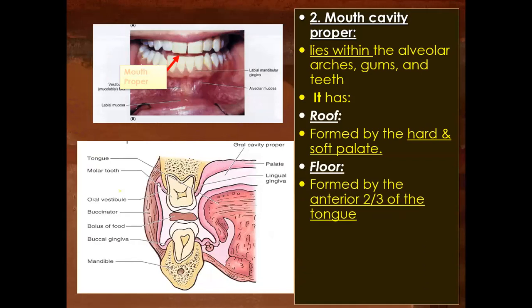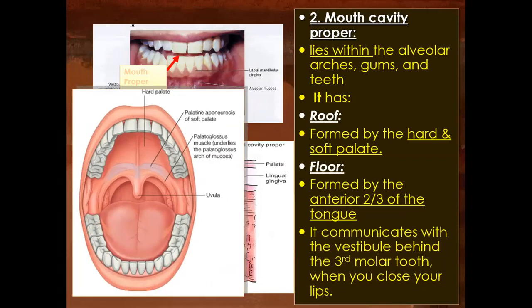Floor is formed by the anterior two-thirds of the tongue. It communicates with the vestibule behind the third molar tooth when you close your lips. Here, this is the oral cavity proper, and the vestibule is a very small area. This vestibule will communicate with the oral cavity behind the third molar tooth. Behind the third molar tooth, there will be communication between the oral cavity proper and the vestibule.